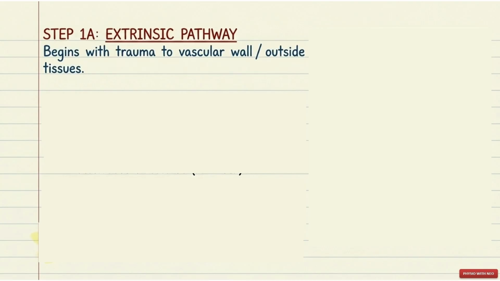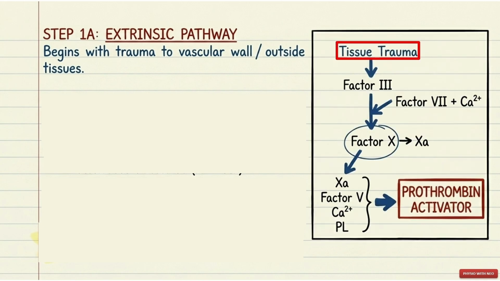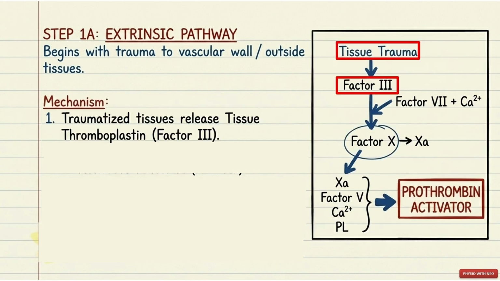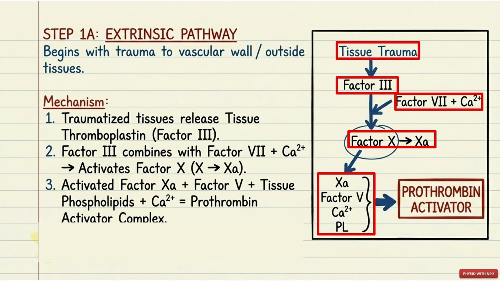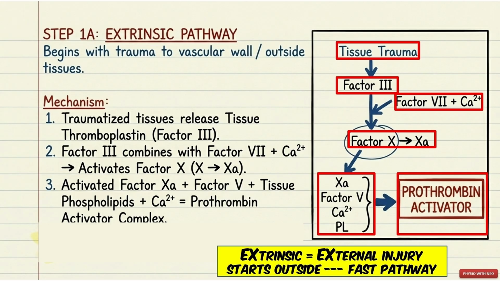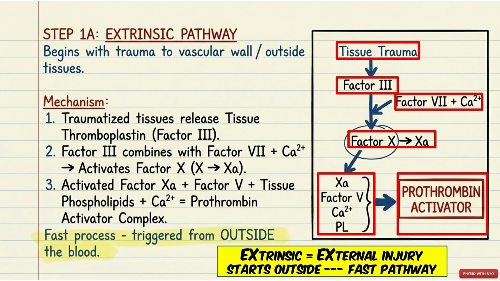Extrinsic pathway starts outside the blood vessel after a tissue injury. So whenever there is a tissue injury, tissue trauma causes a release of factor 3. Now this factor 3 along with factor 7 and calcium causes activation of factor 10 to 10A. And now this activated factor 10A along with factor 5, calcium and phospholipid forms the ultimate prothrombin activator. Remember this trick. Extrinsic is external injury, starts outside the blood vessel and is the fastest pathway. So whenever there is external tissue injury, it is extrinsic pathway.